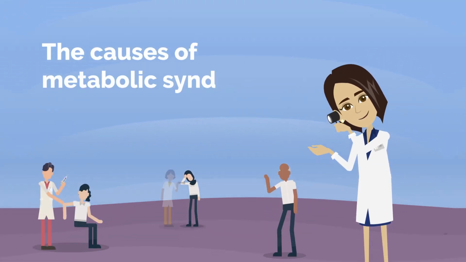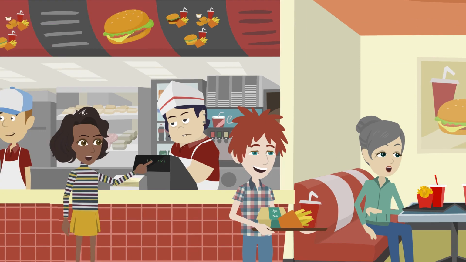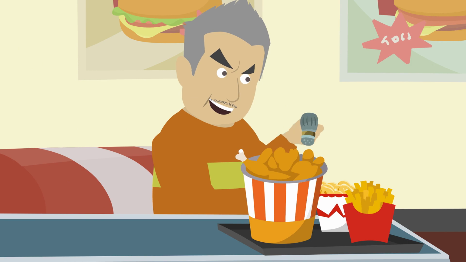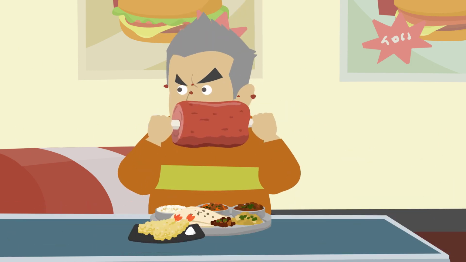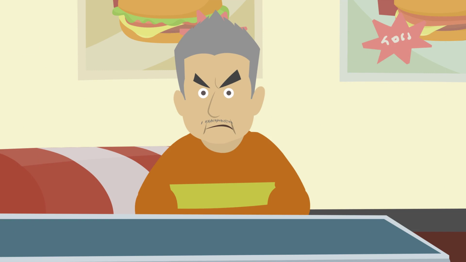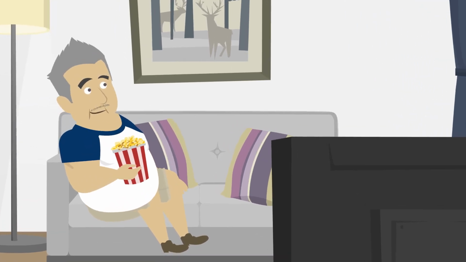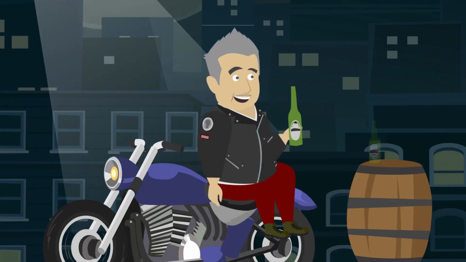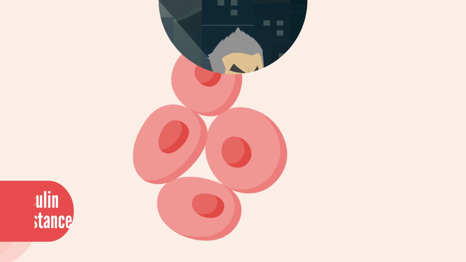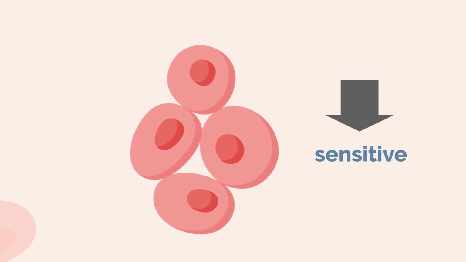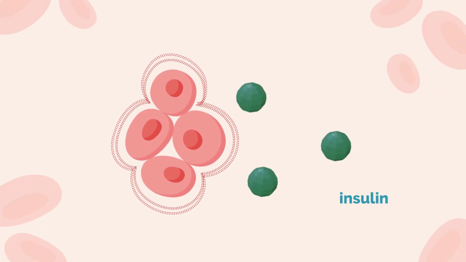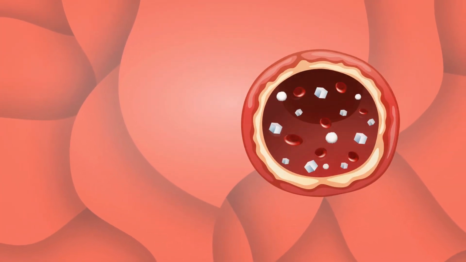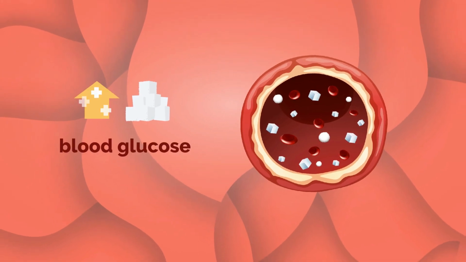The causes of metabolic syndrome include excessive weight, especially excessive abdominal fat, poor diet, such as consuming excessive salty, sweet, and oily foods while eating less fruits and vegetables, lack of exercise, old age, smoking and excessive alcohol consumption. Insulin resistance, which means the cells in the body become less sensitive and eventually resistant to insulin, causing glucose can no longer be absorbed by the cells but remains in the blood, which leads to high blood glucose.